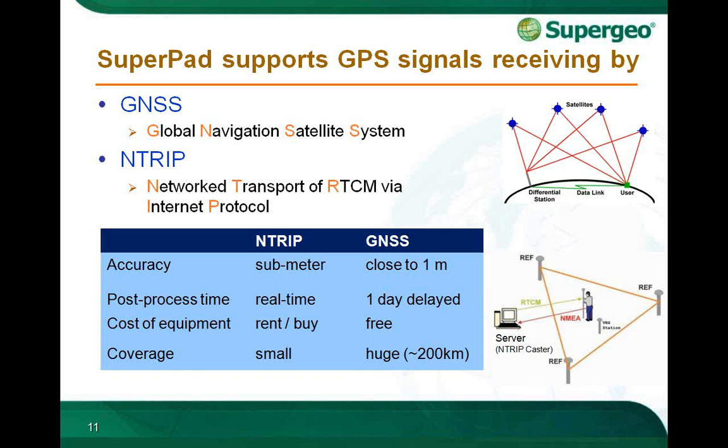And the final one, for NTRIP's coverage, it focuses on a specific area due to the distribution of the base stations you use. So the closer you are to the reference stations, the more accurate data you can get. And the GNSS solution can cover a huge area. It's almost 200 kilometers.